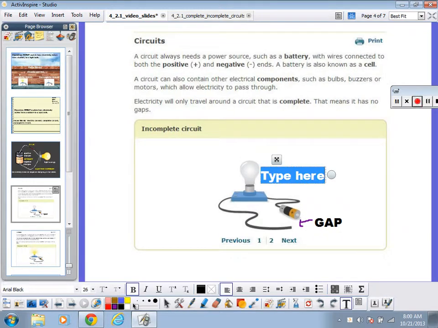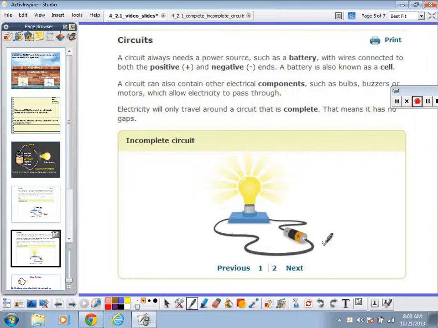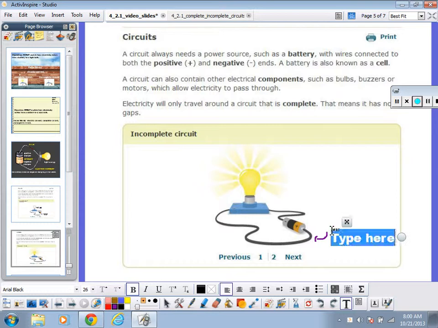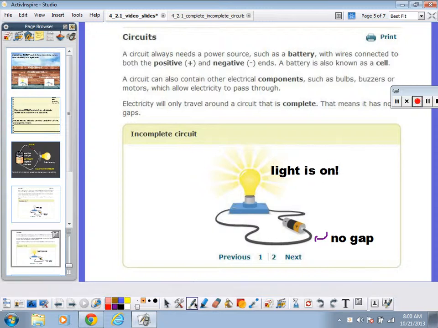And this is called an incomplete circuit. So when there is a gap, that is called an incomplete circuit, and the light bulb is not on because the electrical current cannot move through. But once we connect the circuit, there's no gap anymore, and now the light bulb is on because the electric current can go all the way through.